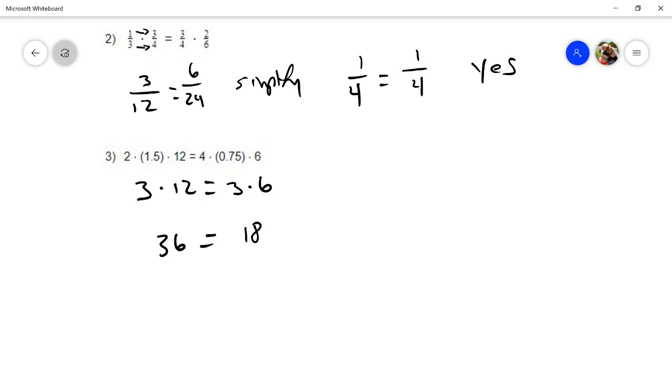All right, I'm going to check my math. 2 times the quantity 1.5 times 12. 2 times 1.5 is 3. 3 times 12 is 36. 4 times 0.75 is 3. 3 times 6 is 18. So they are not equal. Okay, how did I justify it? There's my math. It's a great thing about math. Show your math and you've justified your answer.